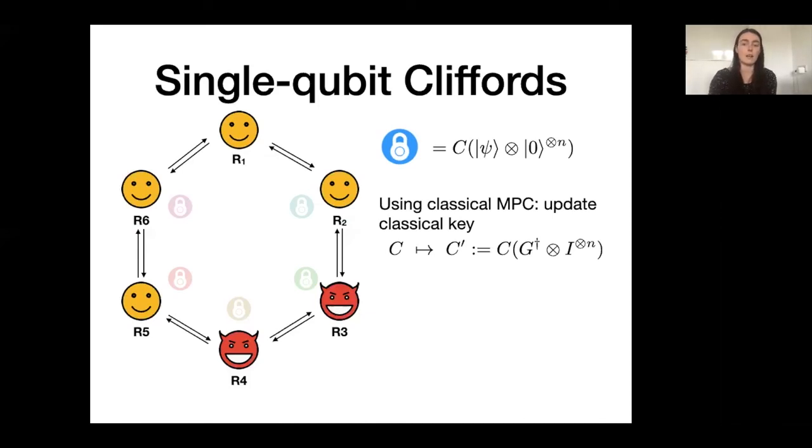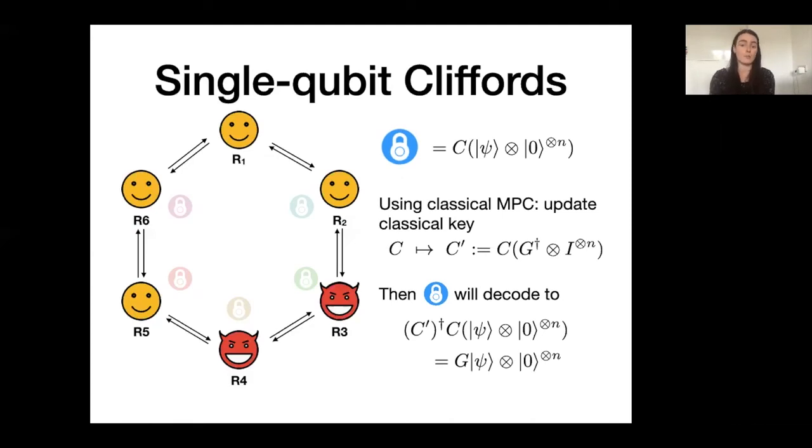And if one would now decode this same quantum state using this new key, C prime, you can verify that it would actually decode to the pre-measurement state of G of psi tensor the zeros. So then you would measure the zeros to check that they're still in the correct state, and you would end up with G of psi. So that's all. The protocol for a single qubit gate is really only a classical key update. And this simplicity is of course due to the fact that we're using the Clifford code, so the keys themselves are already single qubit Cliffords.